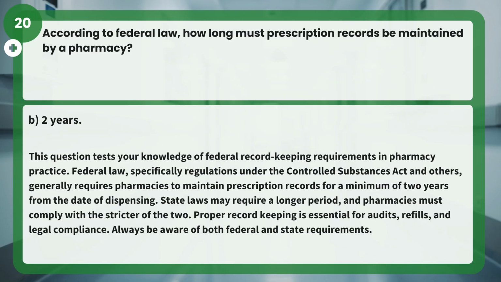Answer: B. 2 years. This question tests your knowledge of federal record-keeping requirements in pharmacy practice. Federal law, specifically regulations under the Controlled Substances Act and others, generally requires pharmacies to maintain prescription records for a minimum of 2 years from the date of dispensing. State laws may require a longer period, and pharmacies must comply with the stricter of the two. Proper record keeping is essential for audits, refills, and legal compliance. Always be aware of both federal and state requirements.